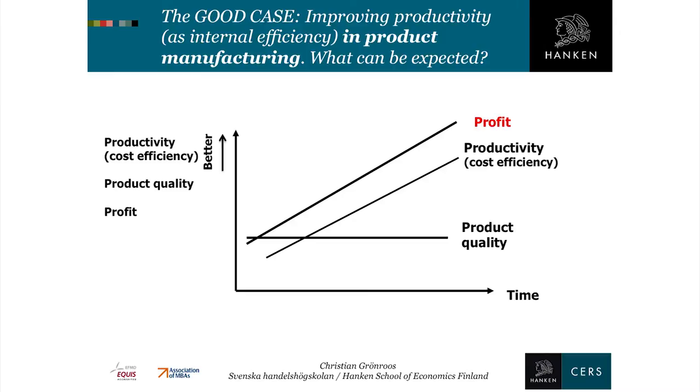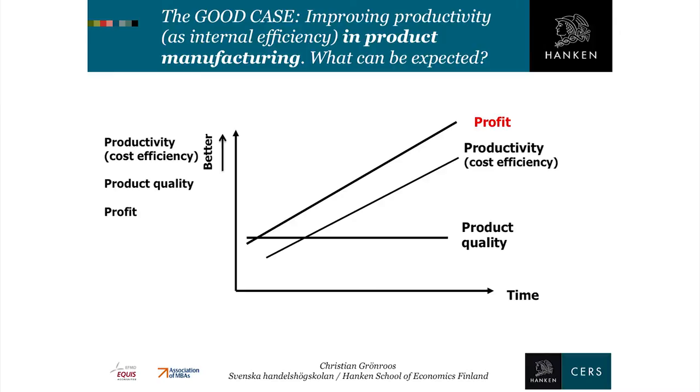So let's look at this. The x-axis is time. The y-axis means that the further up, the better. And there are three variables on it: productivity as cost efficiency, internal efficiency, product quality, and profit. And this is how it goes in product manufacturing if we don't make serious mistakes anywhere. We improve the efficiency of our operations. That means costs go down, higher cost efficiency. Now, because of the constant quality assumption, the product quality will not change, which means revenues will remain the same. And that means that profits will go up. Of course, not as dramatically as indicated in this illustration, but this just shows the tendency.